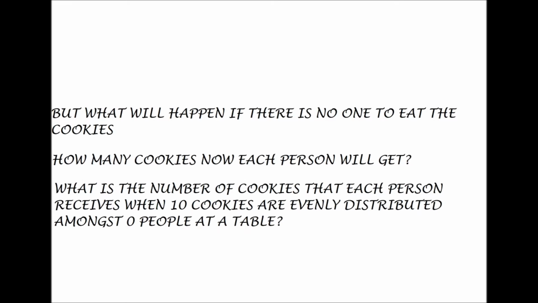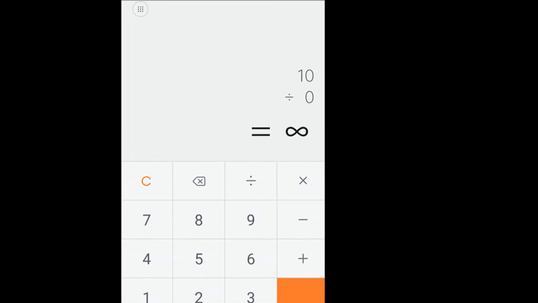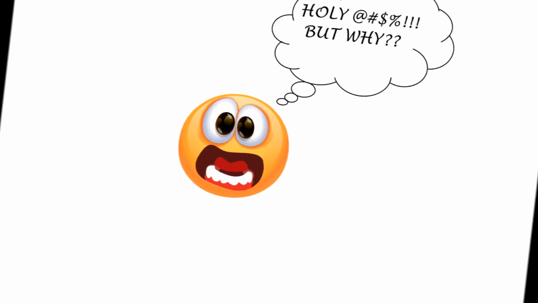What is the number of cookies that each person receives when 10 cookies are evenly distributed amongst 0 people at a table? It is a bit confusing. I checked my calculator and saw this. I was pretty shocked to see this infinity sign there. But what is this infinity sign doing there?